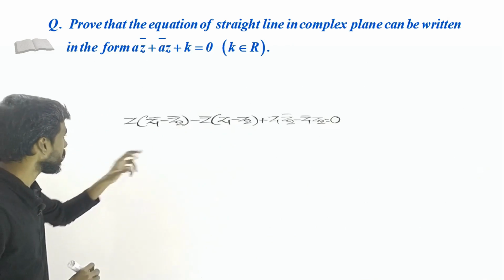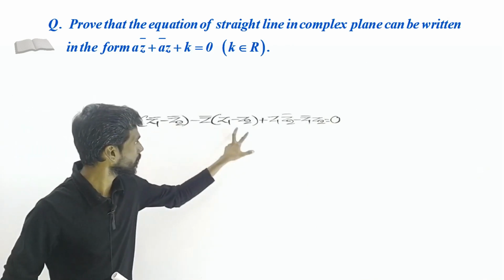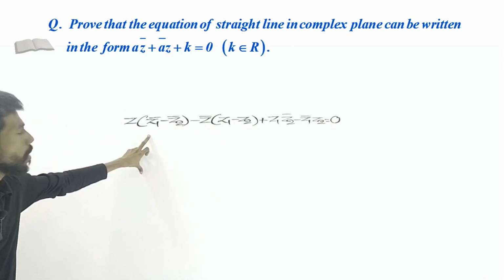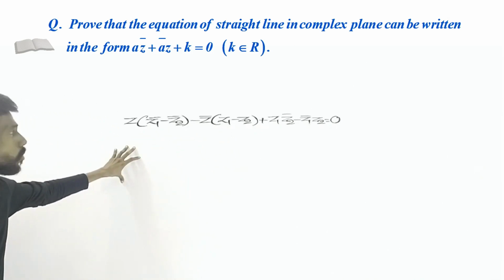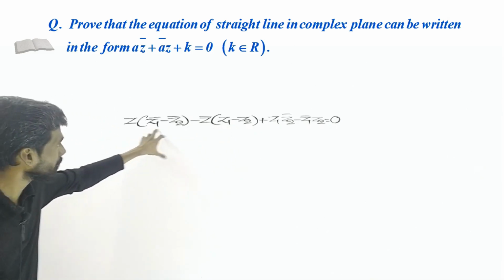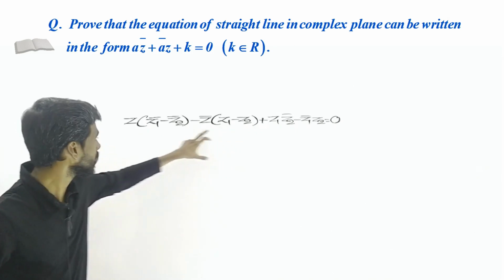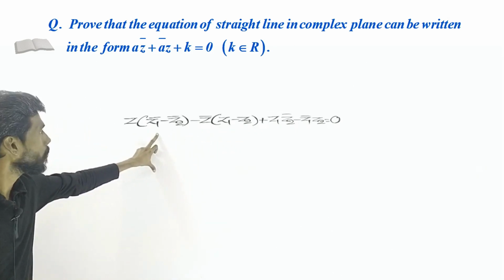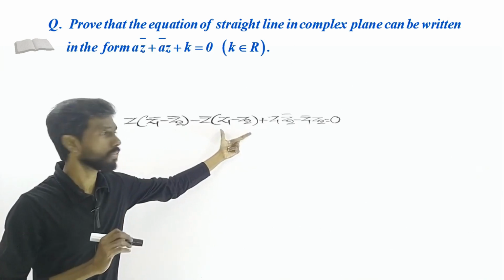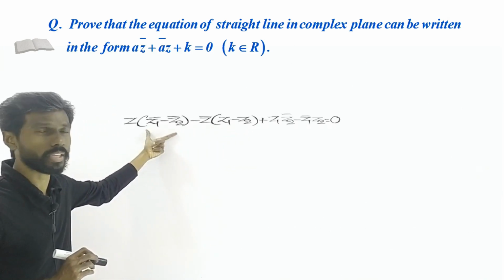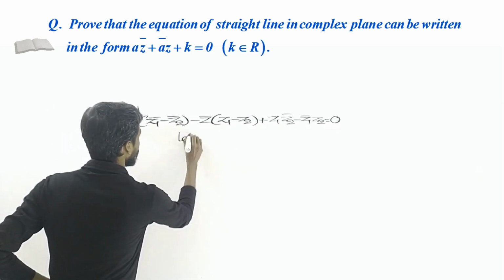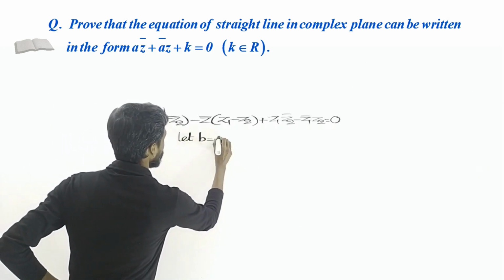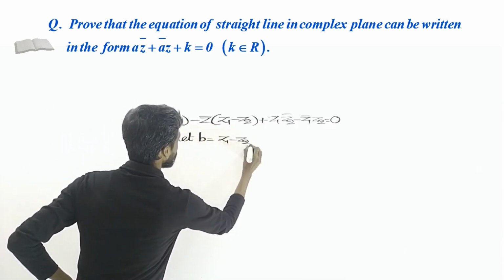Now is there any relation between these numbers, this and this? Are there any relations between these two values? This is the conjugate of this. So we can write this as some a, and this will become its conjugate. Now what do you do? You write this value as, let's take b, so b equals z1 minus z2.